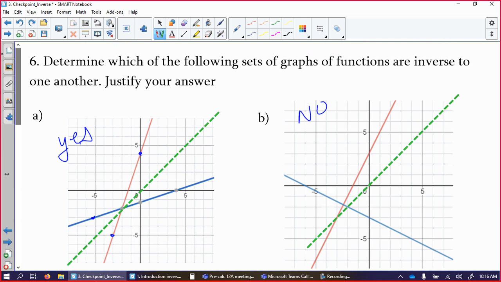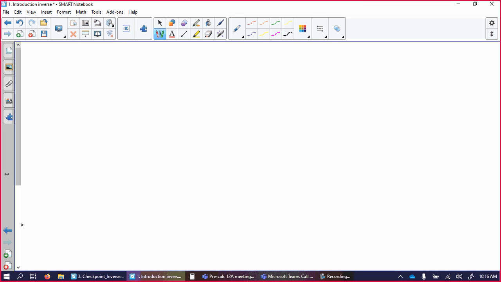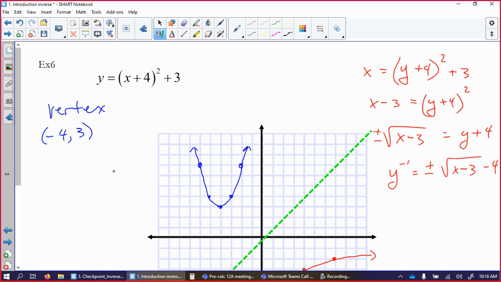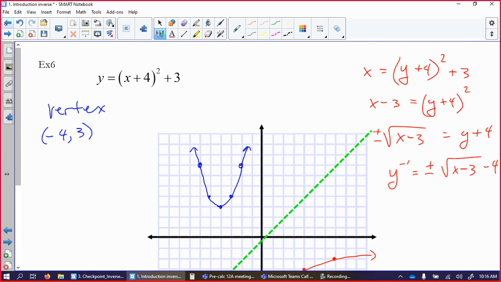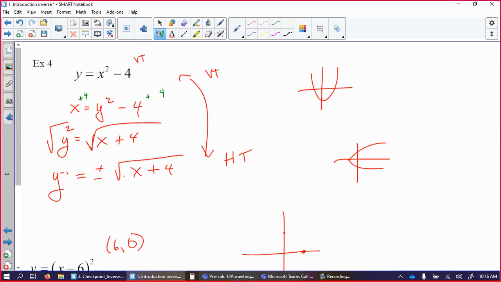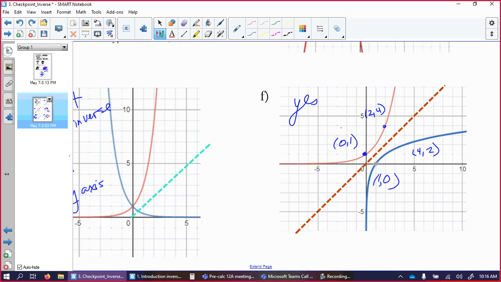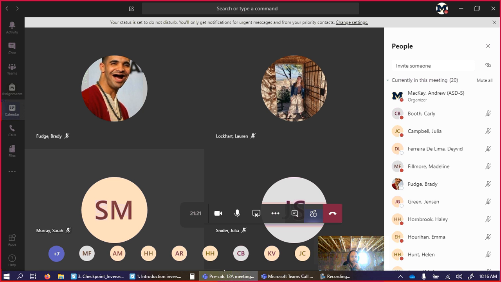So inverses, there's not really a whole lot to them. If you're able to rearrange and do that, that's what we need to be able to do, especially for the next set of stuff. I don't think there's anything else. Oh, that would be all. Quick and dirty today.